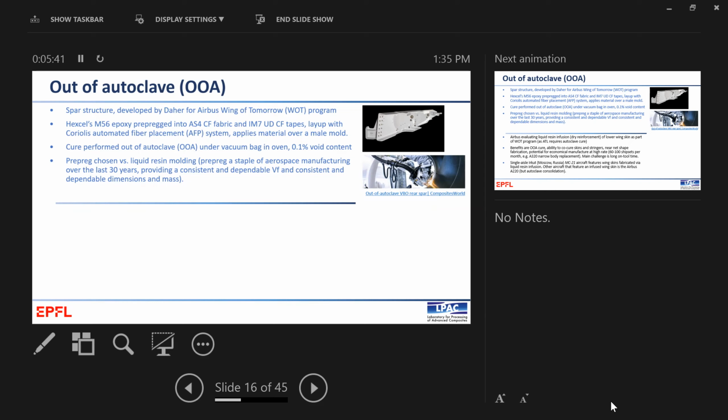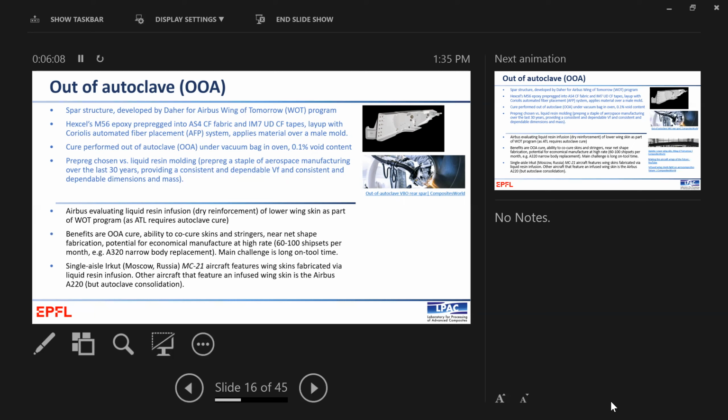So that's the kind of process they can use to place the fibers, and that's the kind of part that they're making out of autoclave. They chose pre-preg versus liquid resin because you get very precise fiber contents in a pre-preg. If you're doing resin infusion with a vacuum bag, you can get some variation, but maybe Veronique solved this, but that's how the aerospace guys see this.